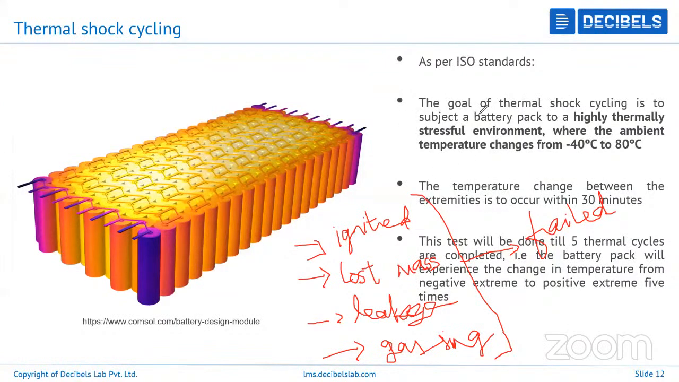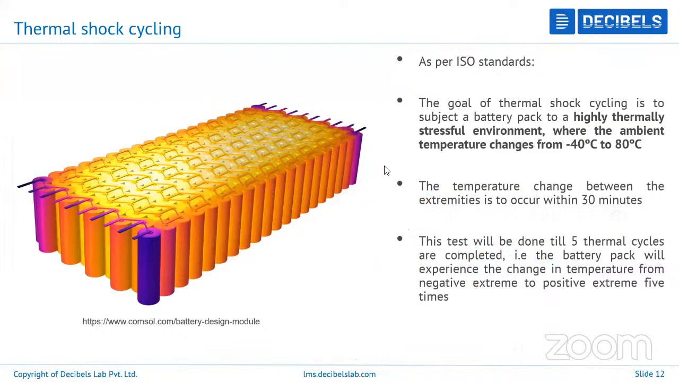And again, as I said, the goal of this shock cycling test is to subject a battery pack to such extremely varying temperatures, and to see whether any of these phenomena occur, like ignition or spontaneous combustion of the battery pack, any mass lost, or any leakage, or any gassing. Okay, so these are all of the main parameters of thermal shock cycling.